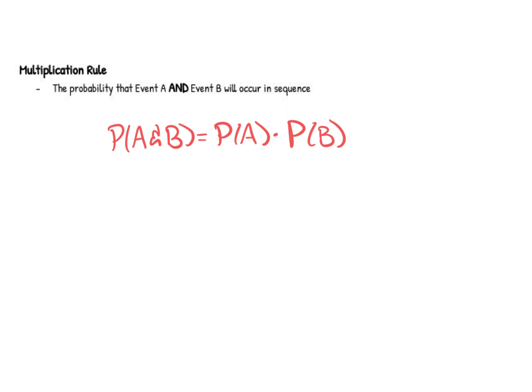Next, we're going to talk about the multiplication rule. The multiplication rule is the probability that event A and event B will occur in sequence. So we'll know we're talking about the multiplication rule when we see that "and." The formula is the probability of A and B is the probability of A times the probability of B.